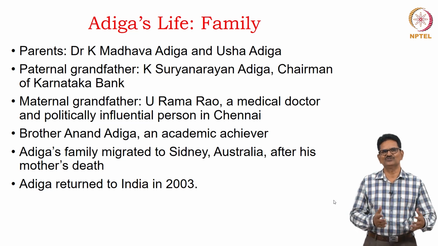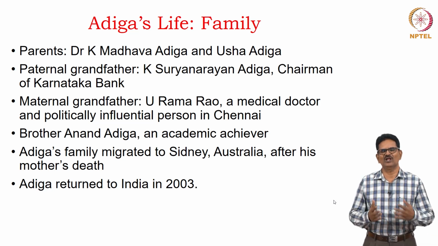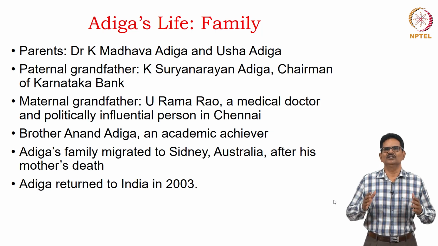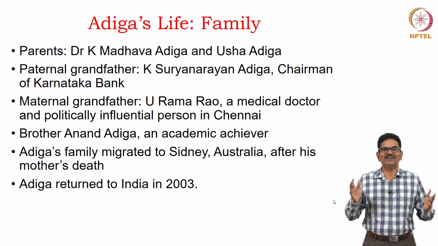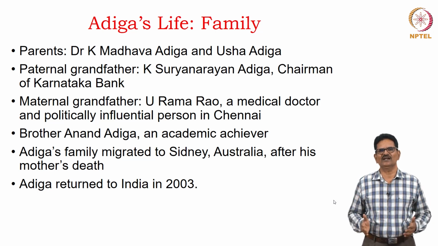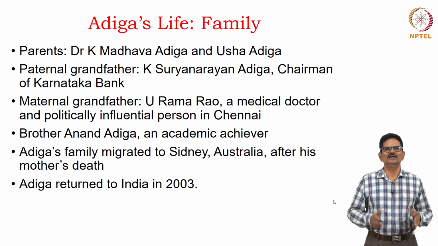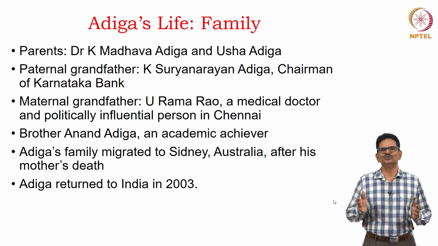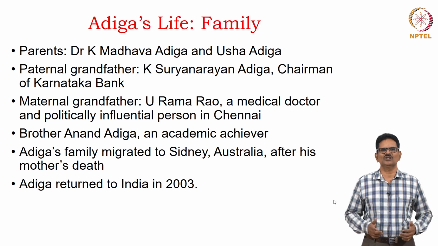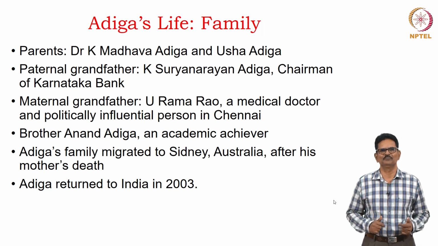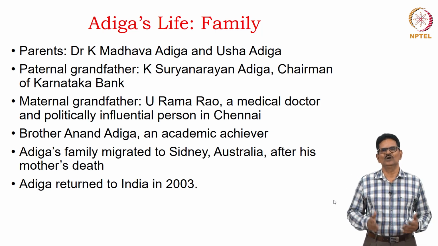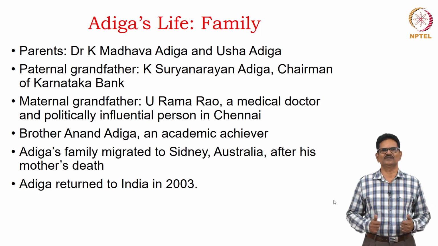Aravind Adiga belongs to Indian English fiction and also he belongs to the category of Man Booker Award winners. His parents were Dr. K. Madhava Adiga and Usha Adiga. His paternal grandfather was K. Surya Narayana Adiga, who was the chairman of Karnataka Bank. Similarly, his maternal grandfather U. Rama Rao was a famous medical doctor and politically influential person in Chennai in those days. His own brother Anand Adiga was known as an academic achiever.